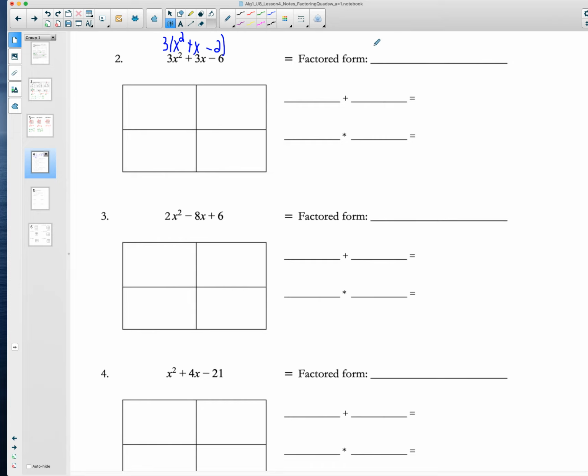Now, when I write it in factored form, that constant, whatever my GCF was, in this case a 3, it's just going to stay out front. All right, and we're just going to leave it there.